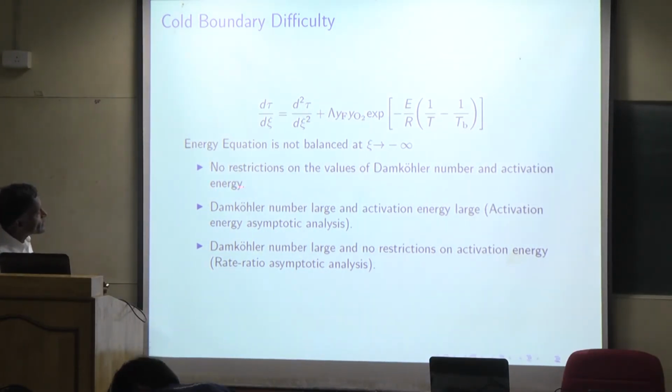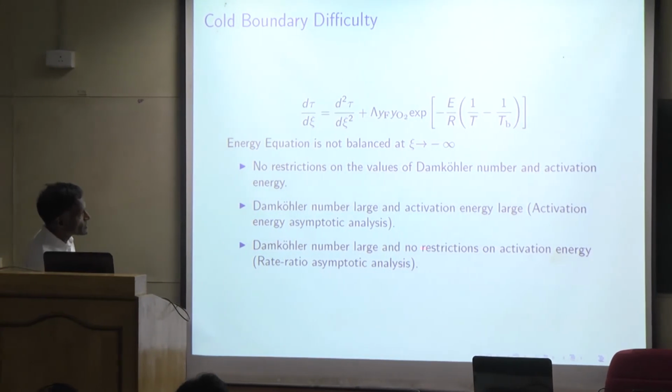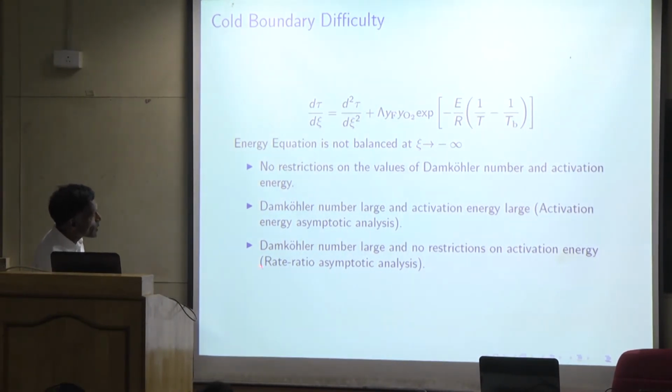There are many ways to do that. You place no restrictions on the value of the Damkohler number or the activation energy. Another way is to say the Damkohler number is large, but activation energy is not large. Or you can say the Damkohler number is large and place no restrictions on activation energy. So this is activation energy asymptotic theory, this is Damkohler number asymptotics, this is rate ratio asymptotics, and this is not asymptotic theory. Historically, these are the ways this was removed.